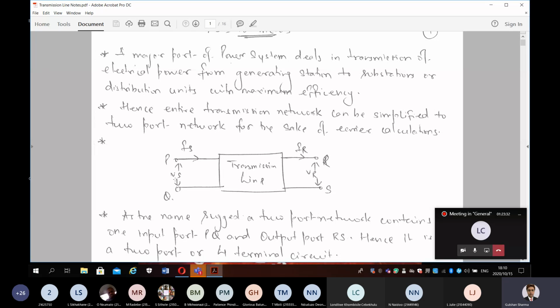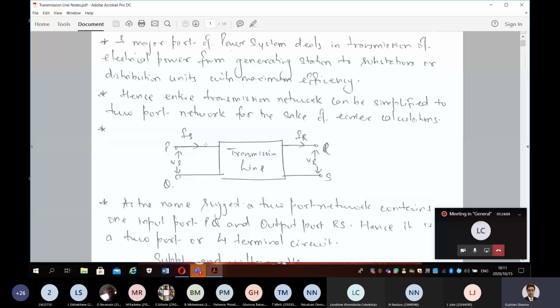At the input, the voltage is defined as Vs, the sending end voltage. I have defined the current as Is, the sending end current. At the receiving point, meaning at your load center, or the distribution substation, we have the voltage named VR, the receiving end voltage, and the current IR, which is known as the receiving end current.